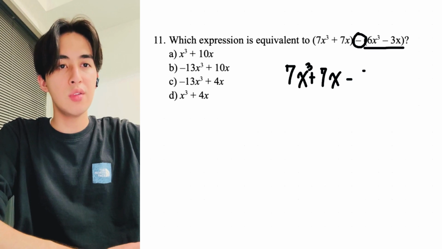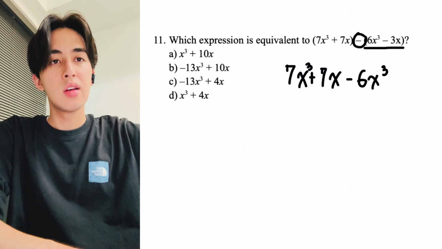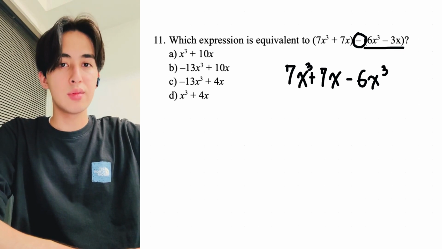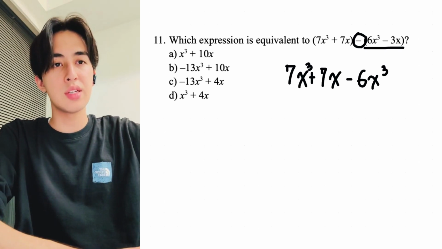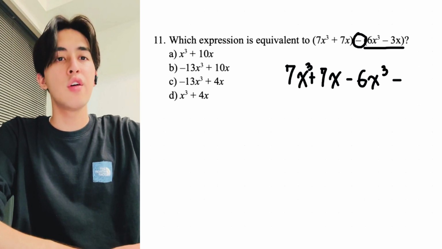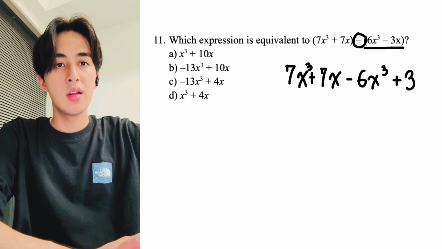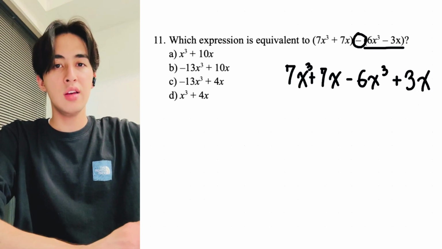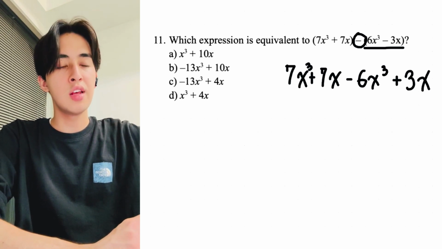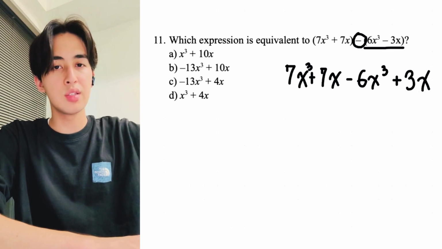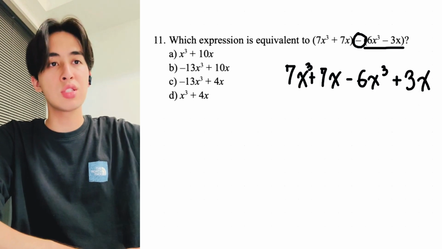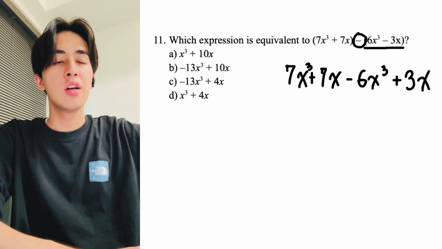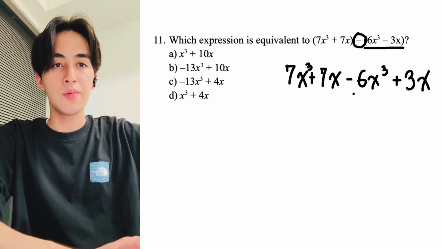So let's write that down. Negative 6x cubed. Now, the negative 3x, originally negative, but because of the subtraction sign, it will become the opposite. So, positive 3x. Now, you only flip the sign when there's a subtraction sign. If it was addition, then it will stay completely the same, even when you take it out of the parentheses. But since there's a subtraction sign, you will have to flip the signs of these two, right?